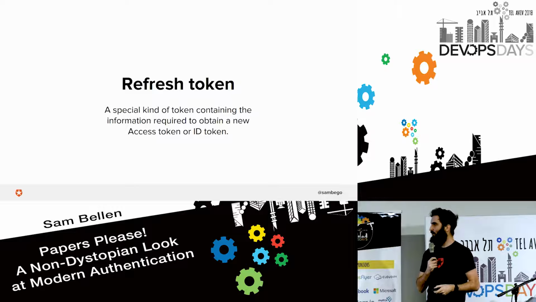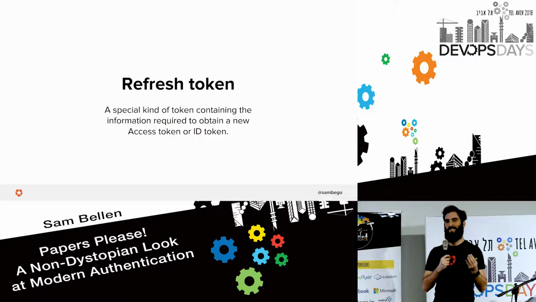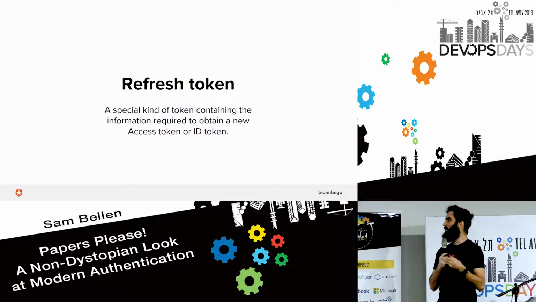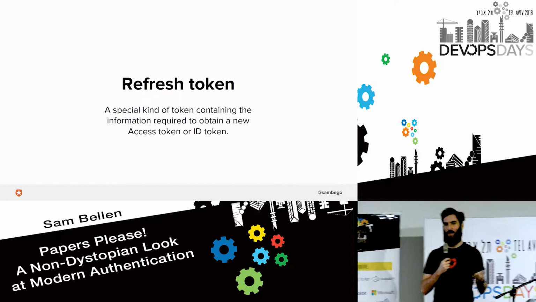The next one is the refresh token. Access tokens usually don't last very long. They are limited in the time during which you can use them. So if they expire, you can use a refresh token to get a new access token.